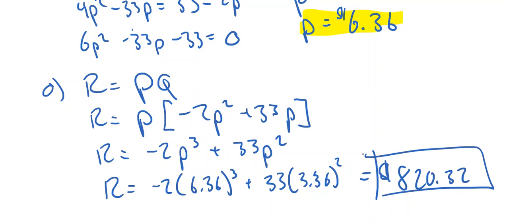So that would be our maximum revenue if we sell the t-shirts at $6.36. And that is an example of doing price elasticity of demand.